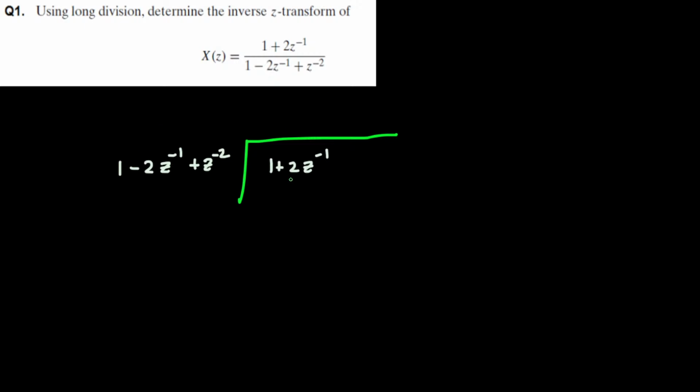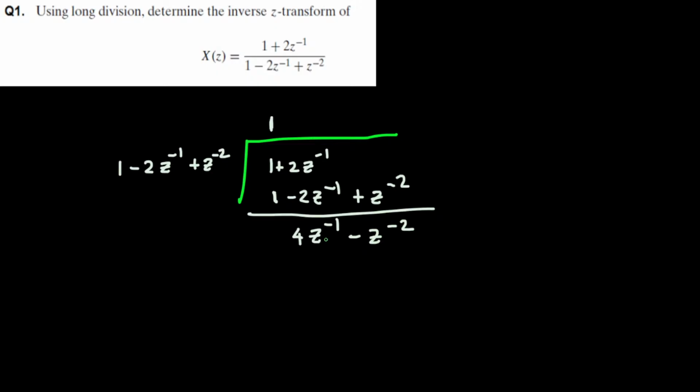Okay, so here the first thing you have to ask is, if I multiply this number by which, that will give me 1. 1 times 1 gives me 1, so that's the one I'm going to put here. And I have to multiply all the numbers with the same number, like 1 times 1, 1. 1 times minus 2z power minus 1, that's minus 2z power minus 1. And then 1 times z power minus 2, that is z power minus 2. Then I subtract: 1 minus 1 is 0, and then 2z power minus 1 minus minus 2z power minus 1 gives us 4z power minus 1. And if we don't have anything, we consider it as 0. 0 minus z power minus 2 is minus z power minus 2.